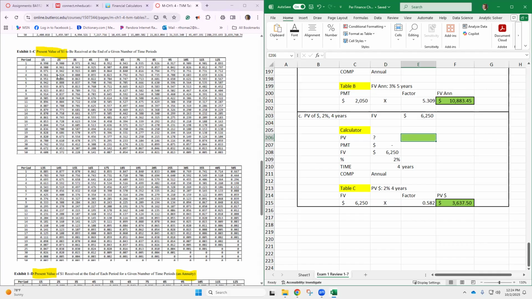So 2% in 4 years is 0.924. Let me put that in here, 0.924. So we're going to have to put in $5,775 at 2% in 4 years before it'll grow to 6,250.